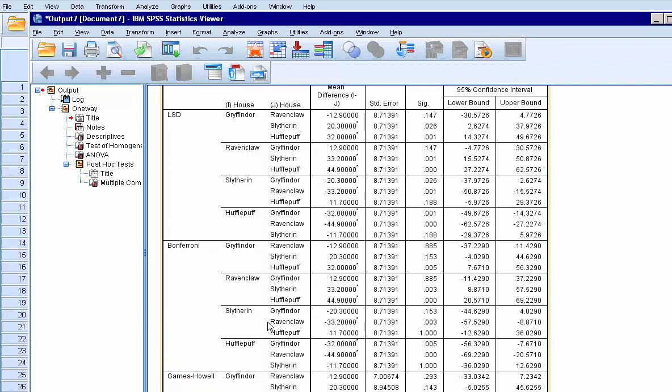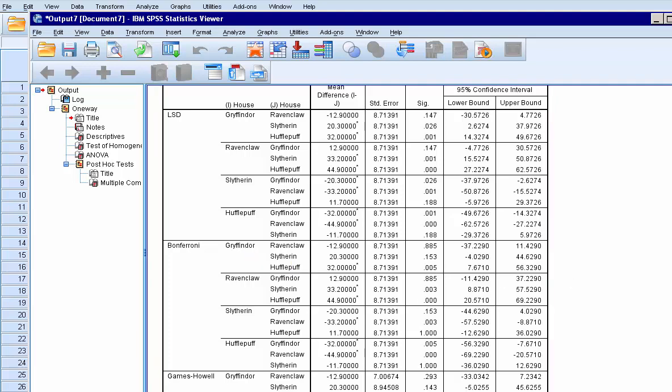Now again, they keep comparing. I don't know why they list it like this, but they do compare them more than once. So Slytherin is compared to Gryffindor here and here, but they have the same p-values, so because it's the same comparison, they just list it more than once. So basically here we have no difference between Gryffindor and Ravenclaw. We have no difference between Gryffindor and Slytherin, but Gryffindor and Hufflepuff have a difference.